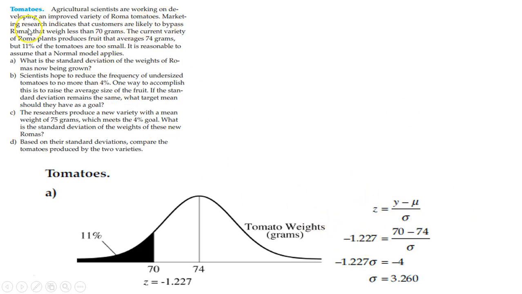Because it says here, marketing research indicates that customers are likely to bypass Romas, the current fruit averages 74 grams, but 11% of those tomatoes are too small. So what we do is we do our inverse norm. And with second vars, we do inverse norm to 11%. And if that is 11%, to figure out exactly what that value happens to be as a z-score, we just plug in 0 for the mean and 1, and we end up getting negative 1.22 is the z-score.